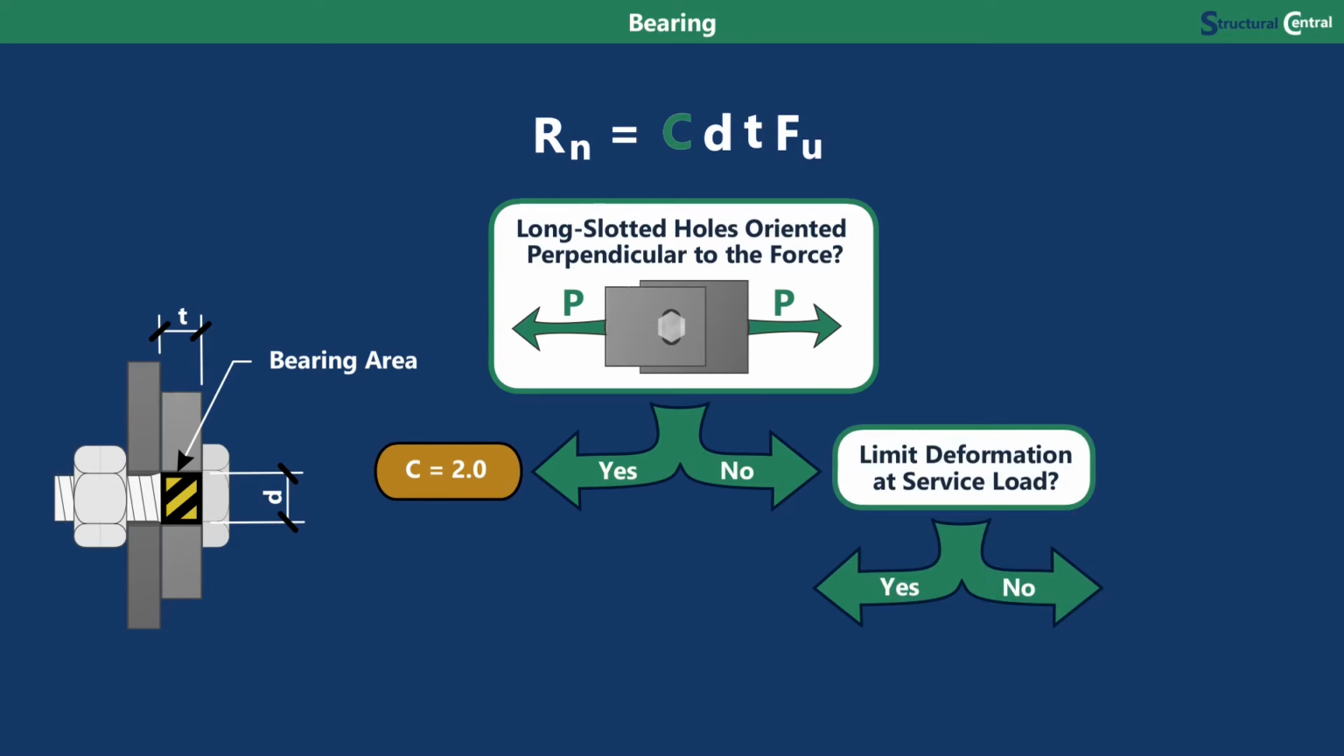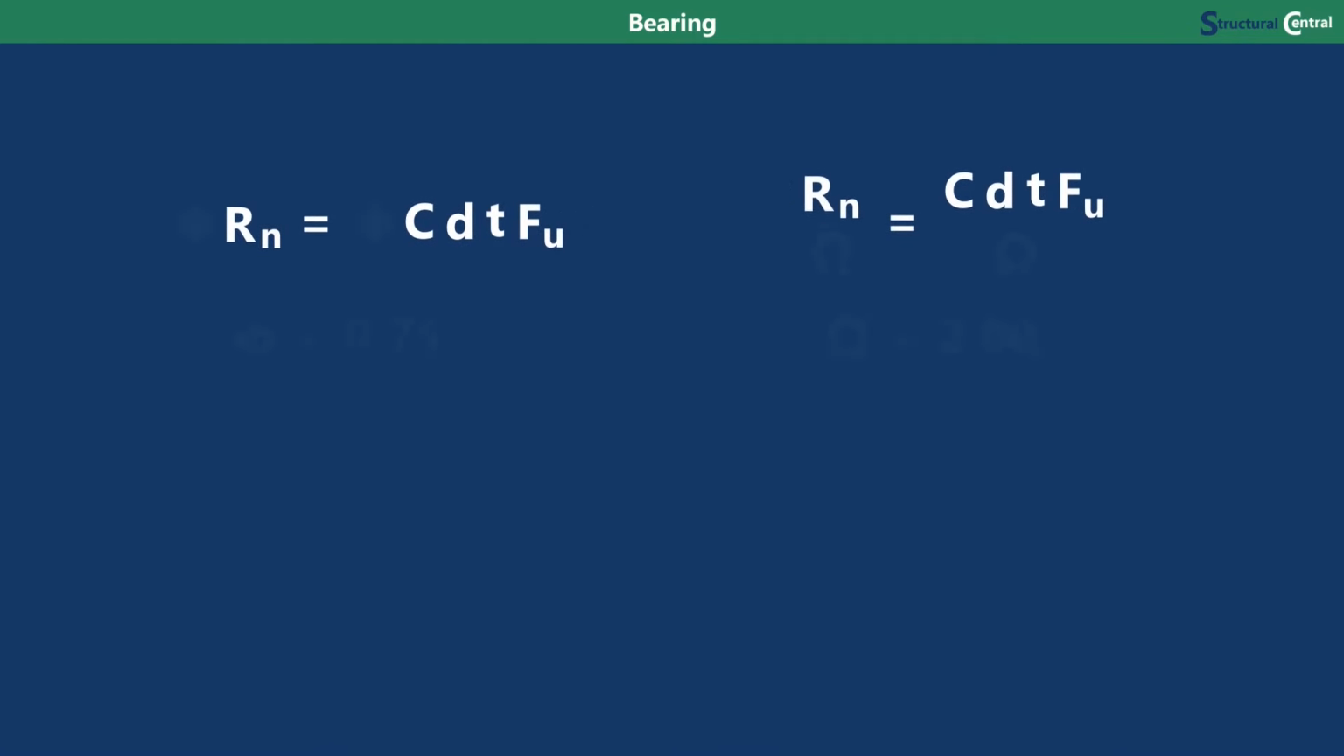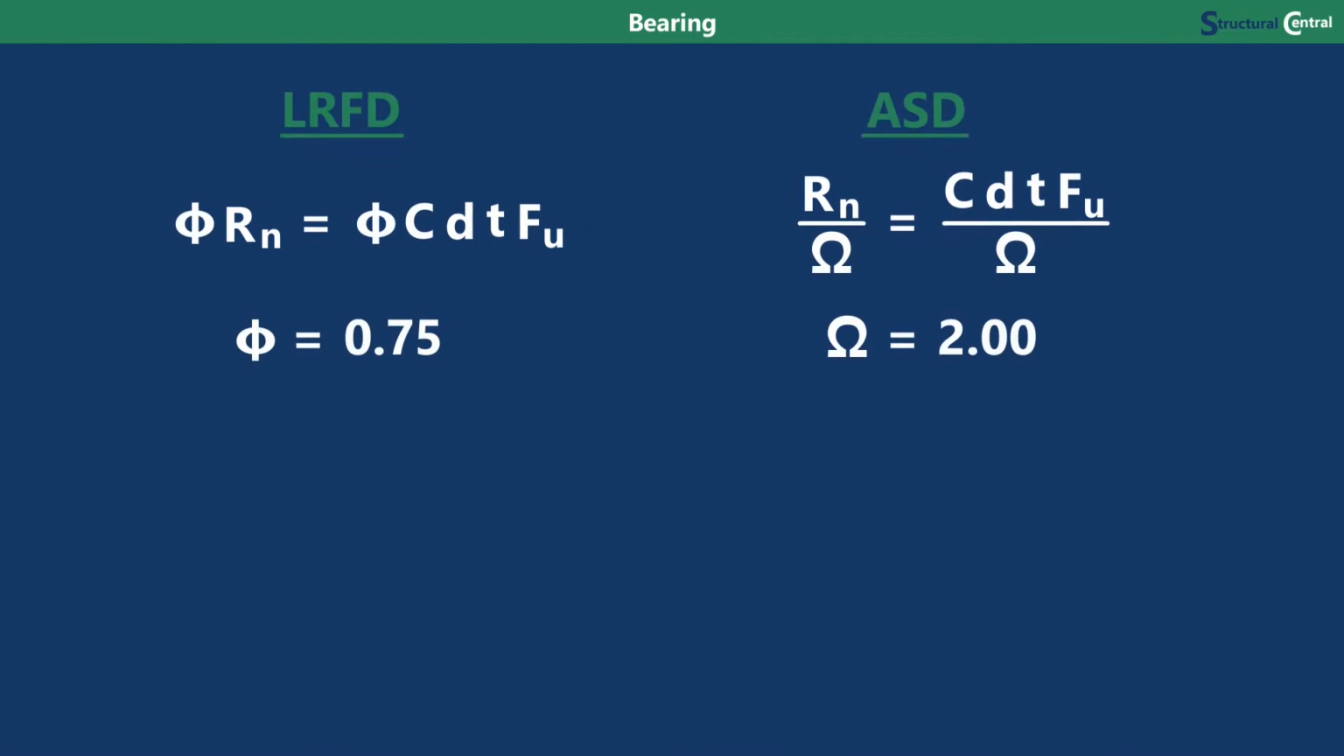For other hole types, the coefficient will be either 2.4 or 3.0, depending on if bolt hole deformation at service load is a design consideration. The formula will then match equations J3-6A, B, or E found in AISC 360. You then include your LRFD or ASD safety factors to get the design bearing capacity.